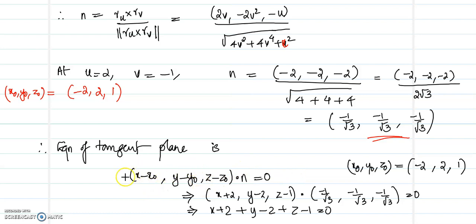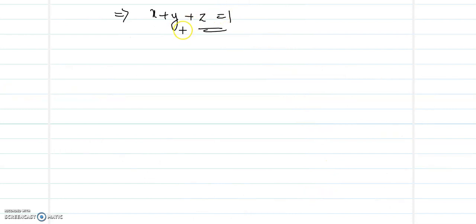So (x minus x naught, y minus y naught, z minus z naught) dot n is equal to 0. Upon taking the dot product, we will get x plus 2 plus y minus 2 plus z minus 1 equal to 0. So the equation of the tangent plane will be x plus y plus z equal to minus 1. So this is how we find the equation of the tangent plane, and this is the way of obtaining the tangent plane to a surface.